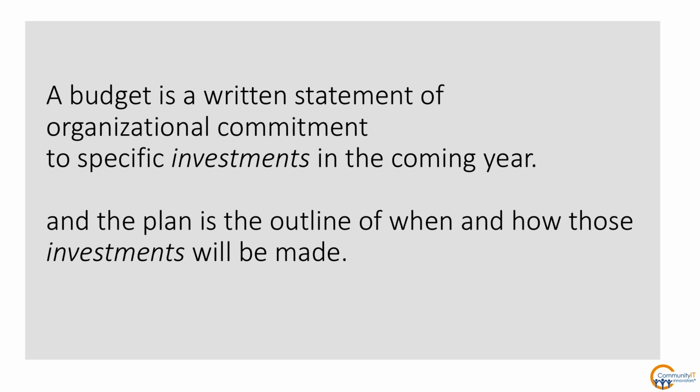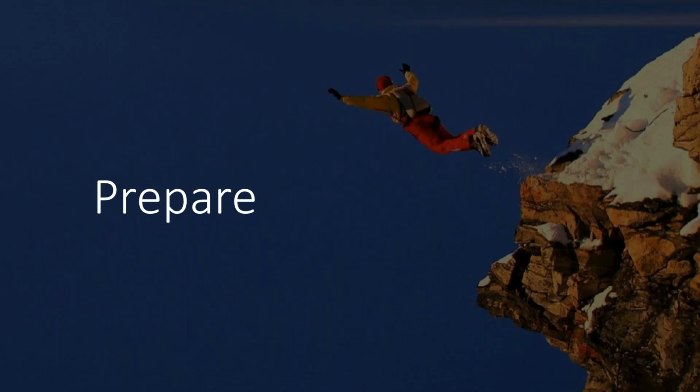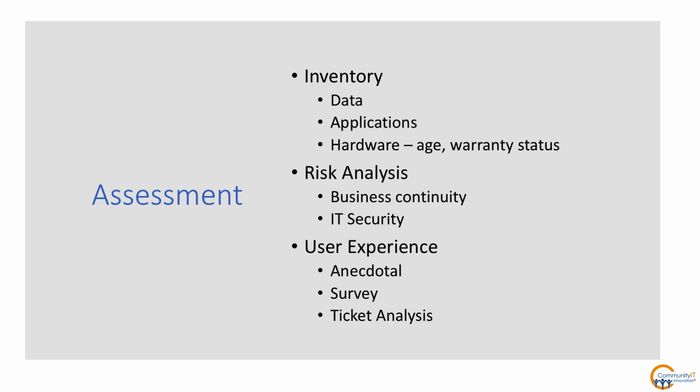So let's look more closely into these 4 steps of the process. The first step is preparation. What do you need to do to prepare? It starts, as I mentioned before, with an assessment. And the assessment should be relatively thorough. Now, the degree of thoroughness is going to depend on unique organizational factors. At the very least, it should involve some level of inventory.